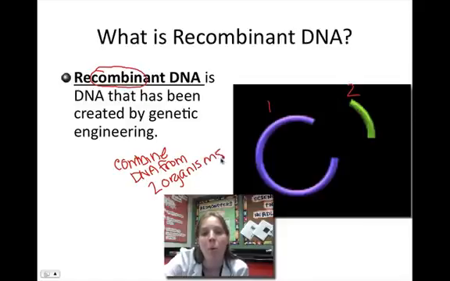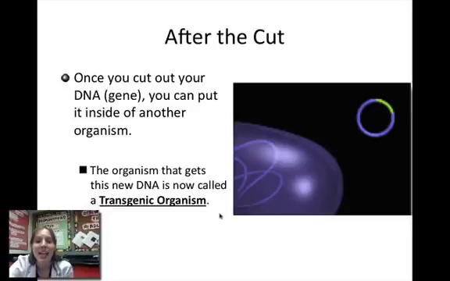Now let's talk about what we can do with that DNA. We can take that recombinant DNA and put it inside of another organism. This new organism will be called a transgenic organism. Again, make sure you're writing this down on your paper. Transgenic meaning it has genes from multiple places inside of it.